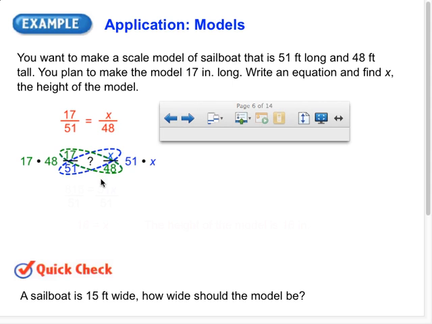And when we multiply that out, here's what we have. 816 equals 51x. And then to isolate x, we need to divide both sides by 51. And here's my answer. The height of the model is 16 inches. Question, yes?